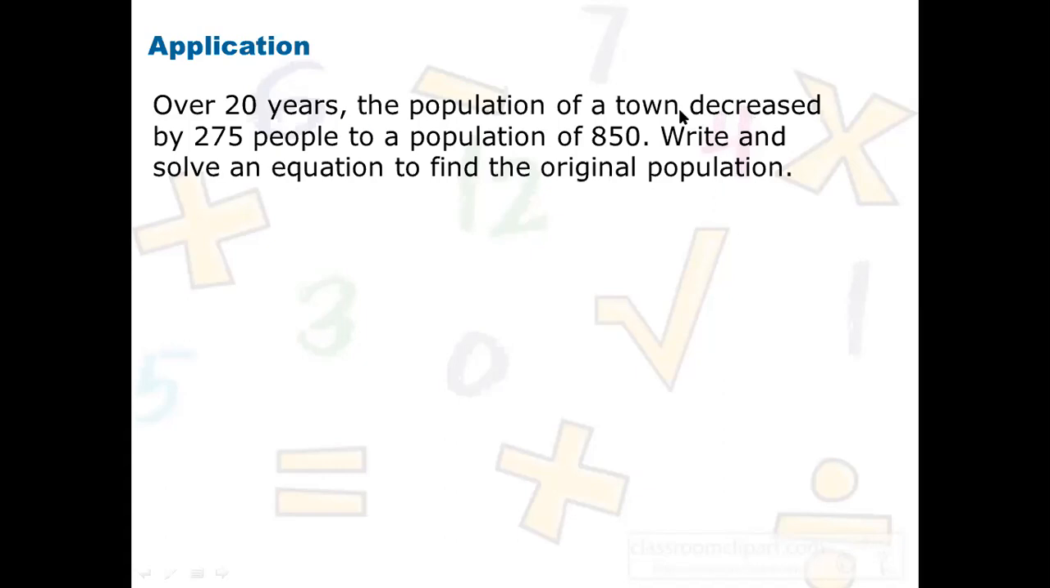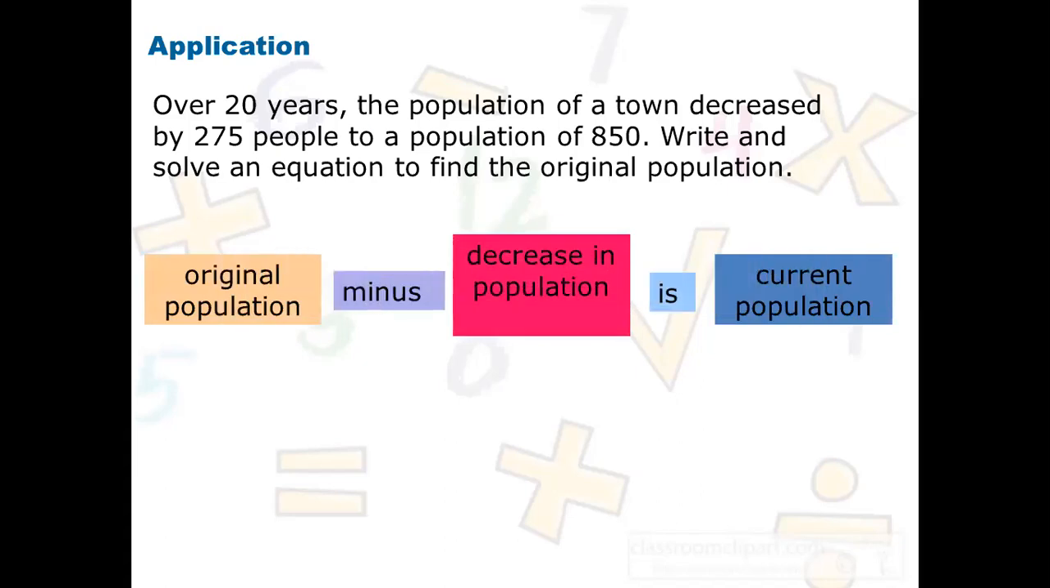So, the population of a town decreased by 275 people to a population of 850. So the question basically says there were some people in the town, something happened and there was a reduction by 250 people, and now in the town there are 850 people. Write and solve an equation to find the original population. So they want you to find the number of people who were there first, before the decrease was done. So how can we write this equation?